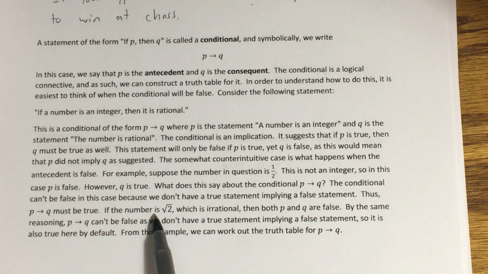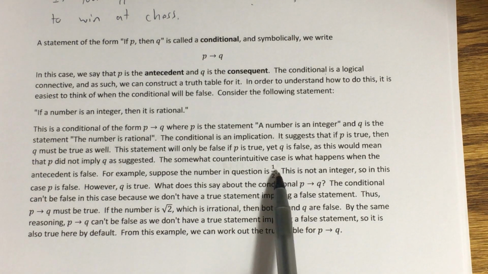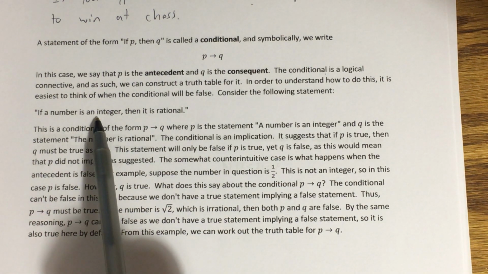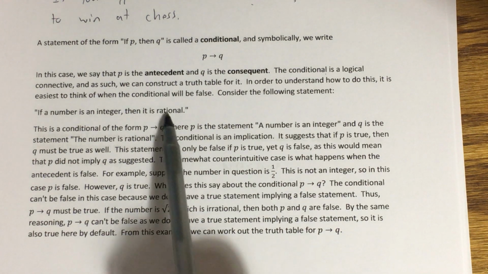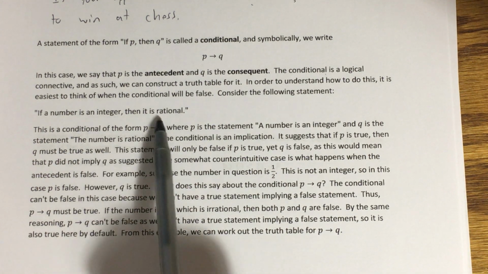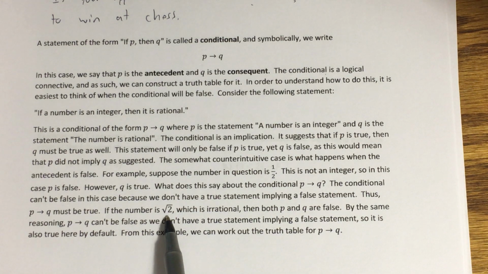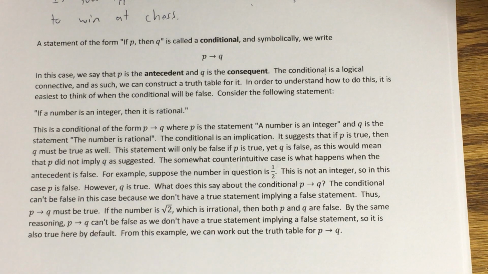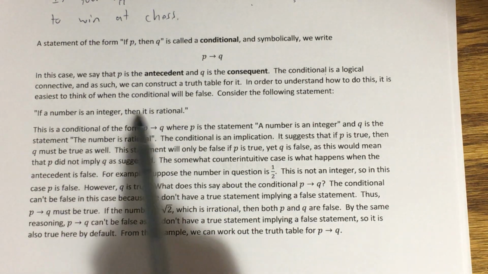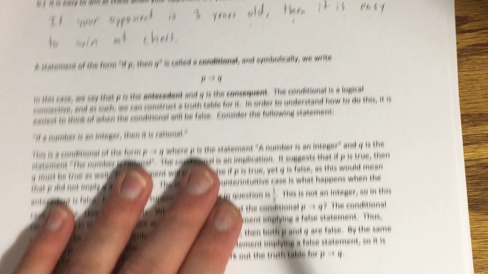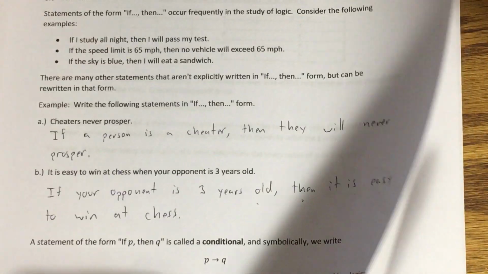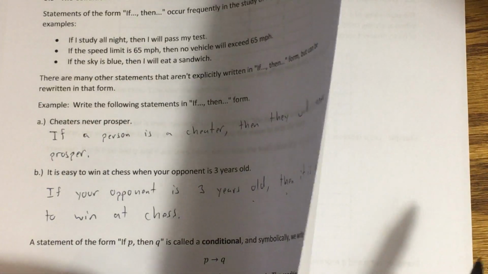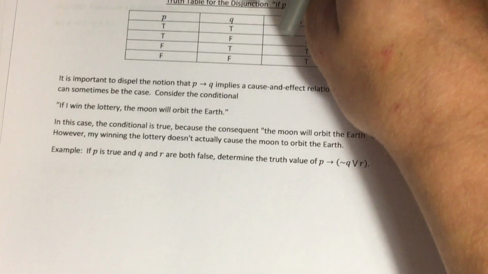And that's even true if, looking at 1/2 again, the antecedent was false, but the consequent was true. 1/2 is a rational number. But even if the antecedent and the consequent are both false, if the number in question is the square root of 2, which is irrational, it's neither an integer nor a rational number, I still don't have a true statement implying a false statement, which is what it takes for this to be false. So in that case, this is not false, and by default it's true. That logic, which is understandably a little tricky to wrap your mind around when you hear it for the first time, leads to the following truth table.